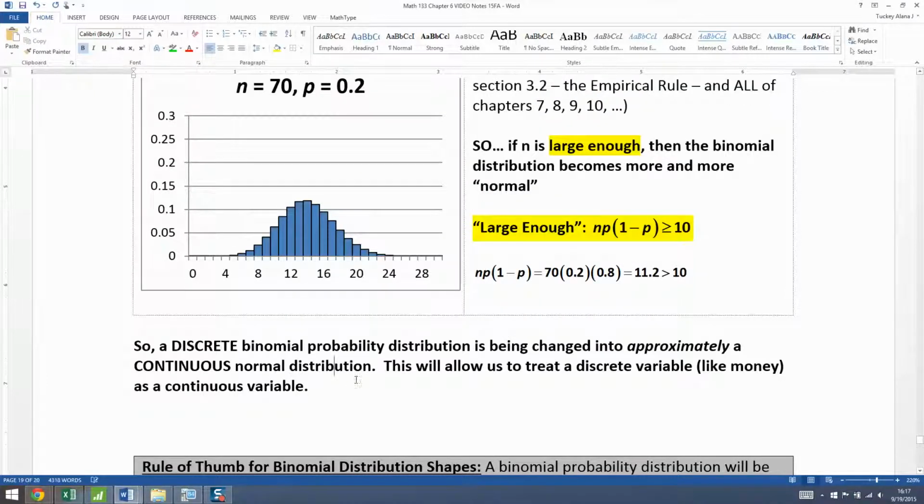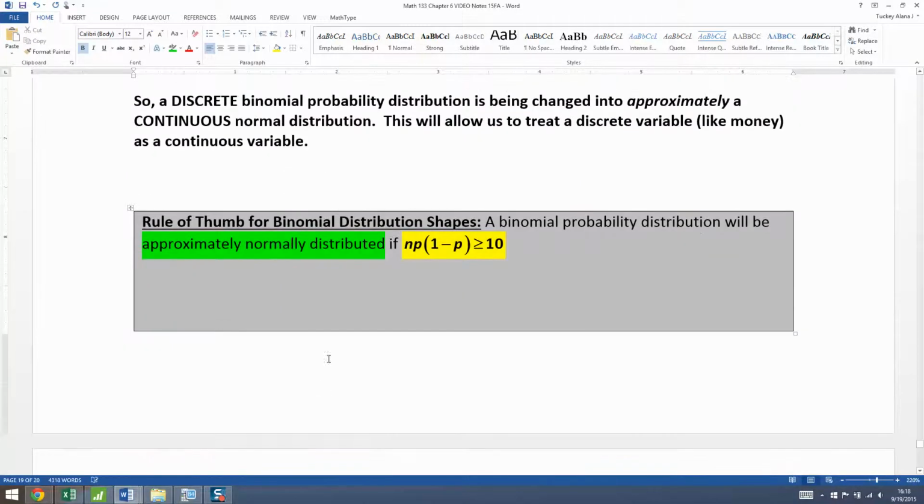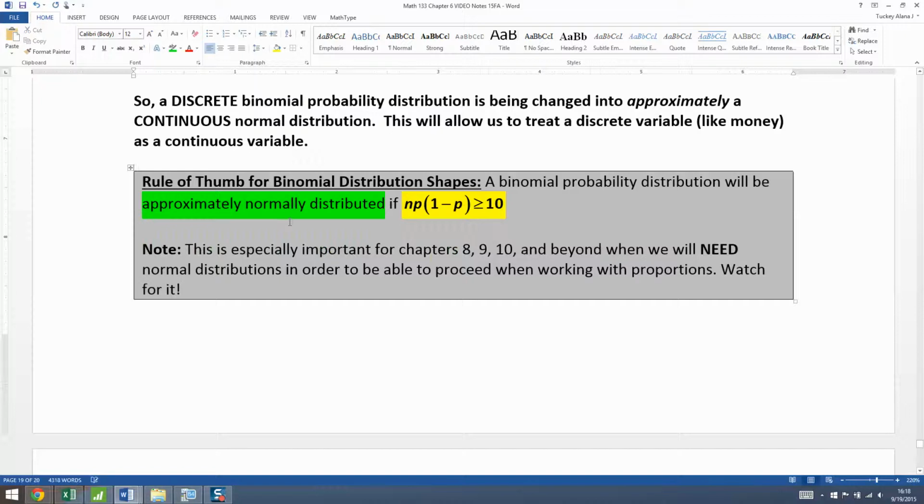And that treatment is very powerful for us because the normal curve, and actually a couple other continuous curves we know, are very potent. They have a lot of mathematical complexity and we'll be able to figure out a lot of different things from them. All right, so right there.